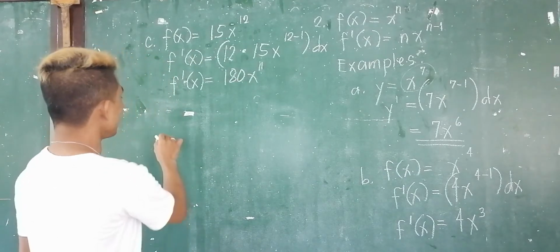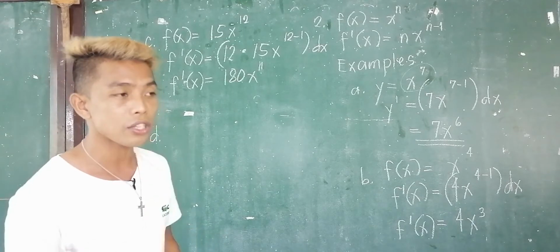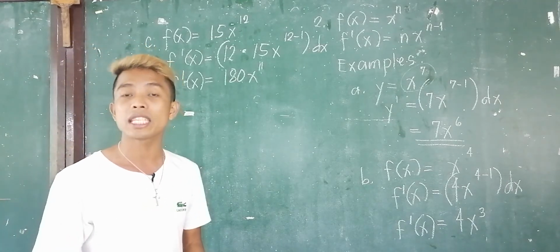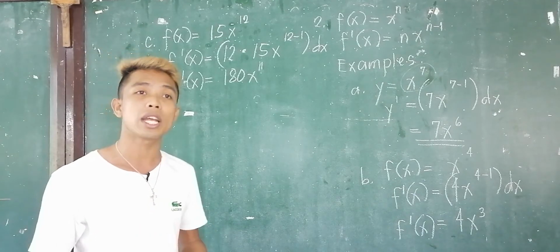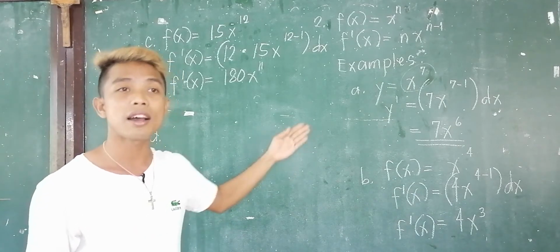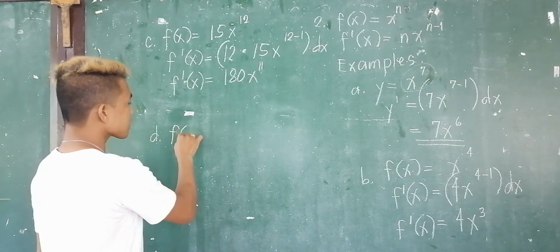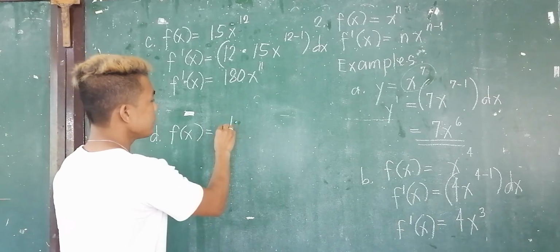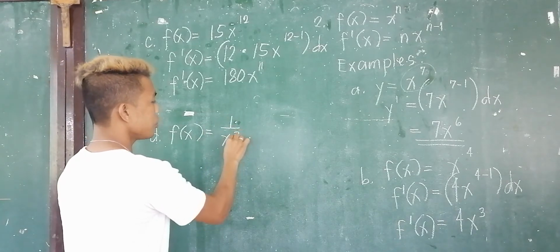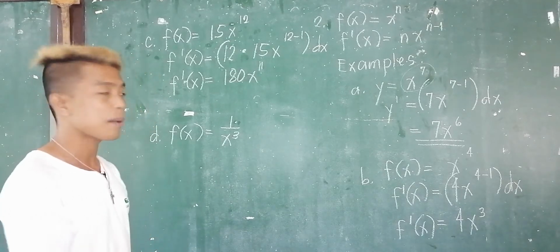We proceed with another example. What if we are given a function whose exponent is negative? What do we do? Or whose exponent is a fraction? We will have some examples for them. Example, f of x equals 1 over x cubed. Where is the negative exponent that we are talking about?